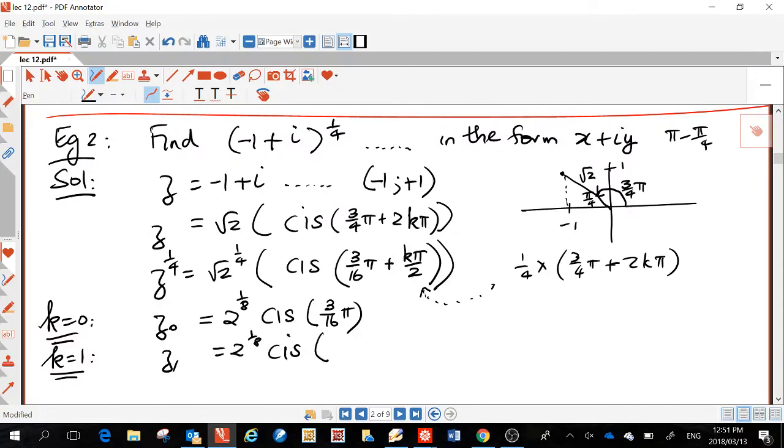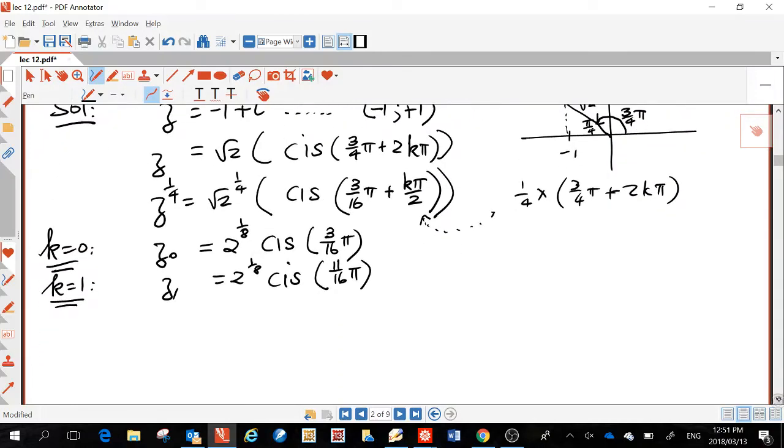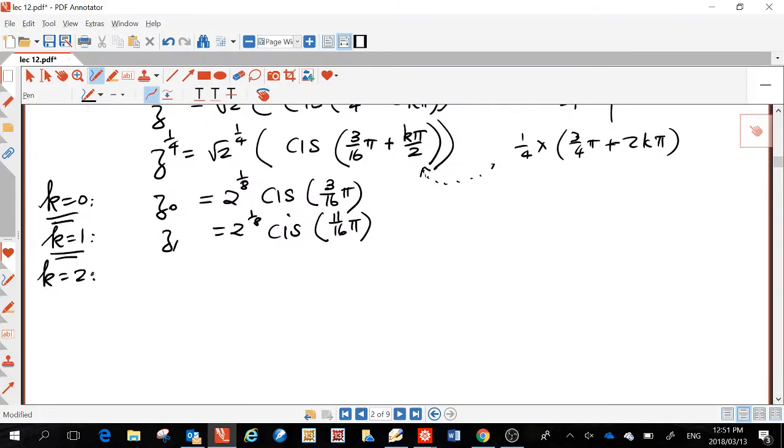size. Now, k is 1, so it's half pi. Half plus 3/16. What's that like? 8/16 plus 3/16. What's half plus 3/16? Half is 8/16. 8 plus 3? 11/16. 11/16 pi. Just double check the work with me. I don't want to make a mistake. K equals 2. Z2 will be equal to 2 to the 1/8 size. This time you're going to add. It will become 2 here. 1 plus 3/16, 16/16 plus 3/16, 19/16. 19/16 pi.